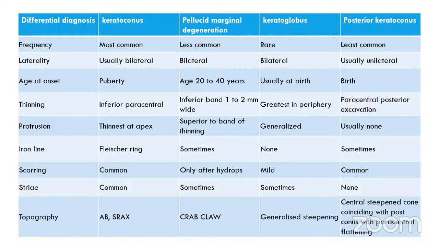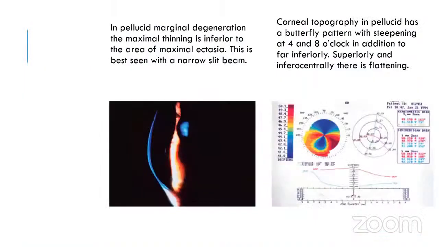Scarring is commonly seen in keratoconus and posterior keratoconus. It appears only after hydrops in PMD and it is mild in the case of keratoglobus. Striae are commonly seen in keratoconus. It is sometimes seen in PMD and keratoglobus and not in posterior keratoconus. The topography shows an AV pattern and SRAX pattern in keratoconus. There is a crab claw pattern in PMD and generalized steepening is seen in keratoglobus. A central steepened cone coinciding with posterior conus with paracentral flattening is seen in posterior keratoconus.